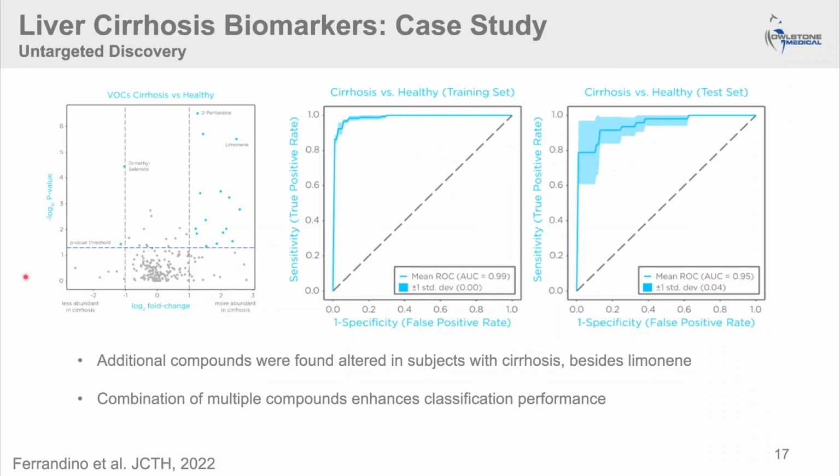So here is a summary of results. We found several compounds upregulated in the breath of subjects with cirrhosis, including limonene, and some compounds downregulated. When we combine these compounds in a classification model with cross-validation, we can see that we measured an AUC of 0.95, suggesting that we could identify efficiently subjects with cirrhosis using a breath test.